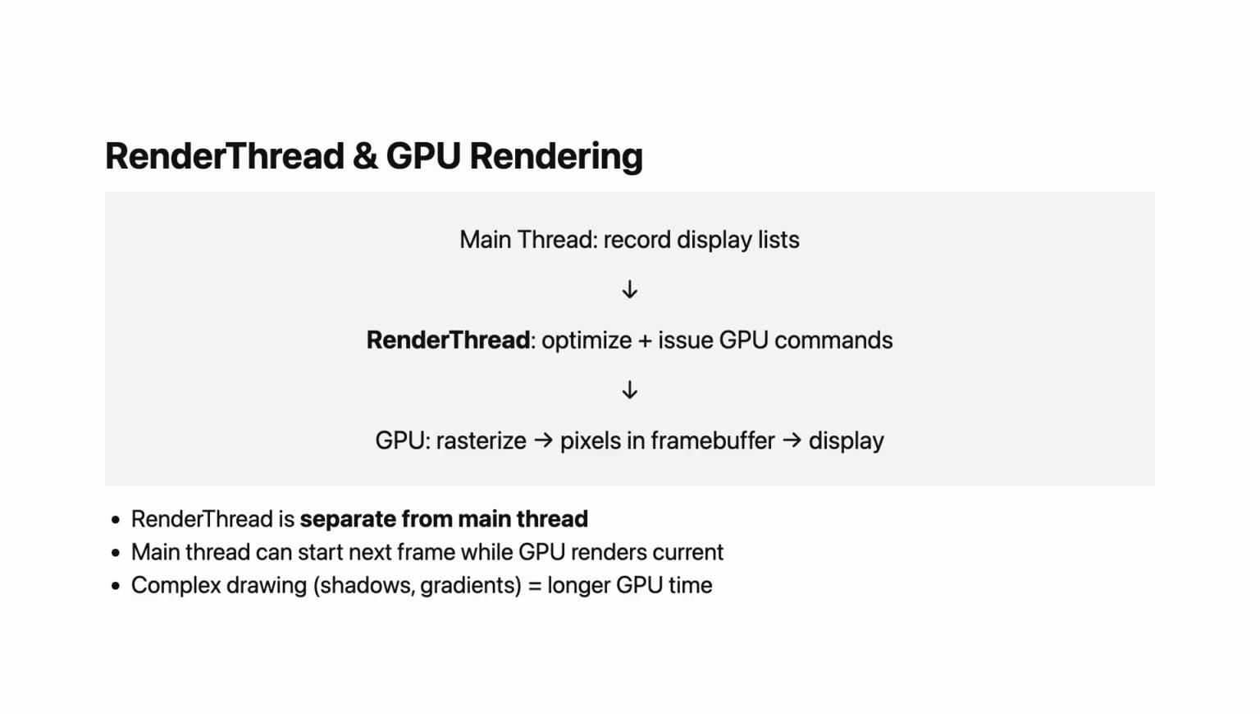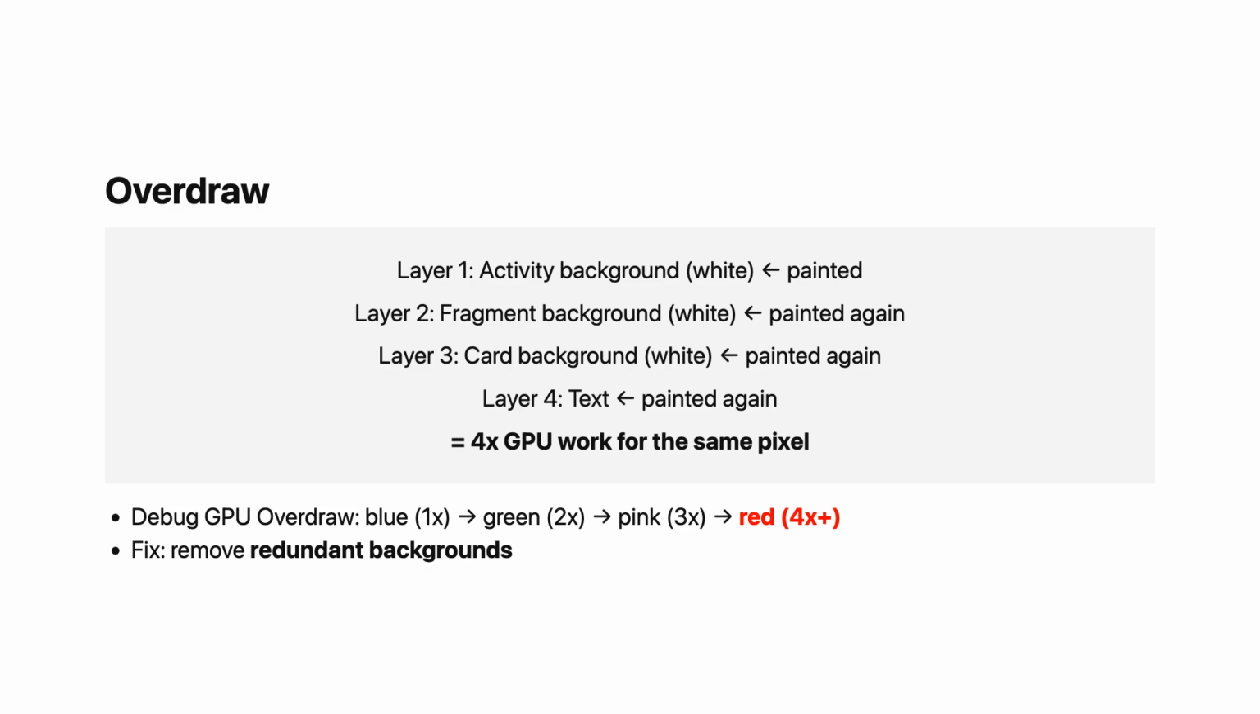Overdraw is when the GPU draws the same pixel multiple times in a single frame. Imagine you have a white background on your activity, then a white background on a fragment, then a white background on a card, then text on the card. That pixel under the text was painted 4 times: 3 layers of white backgrounds, and then the text. Each time a pixel is painted, the GPU does work. Painting it 4 times means 4 times the GPU work for that pixel. Multiply that by 1,000,000 pixels and you have a real performance cost.